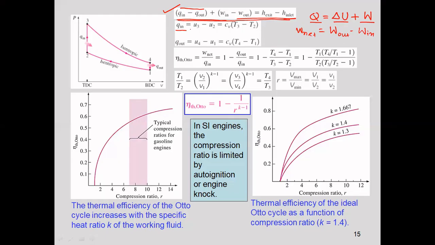So what is Q in? Q in means heat input. So heat input is taking place where? Between 2 and 3, the process 2 to 3 is a heat input process, a heat addition process. So it is basically a constant volume heat addition process, for the ideal gas. That is Q in.